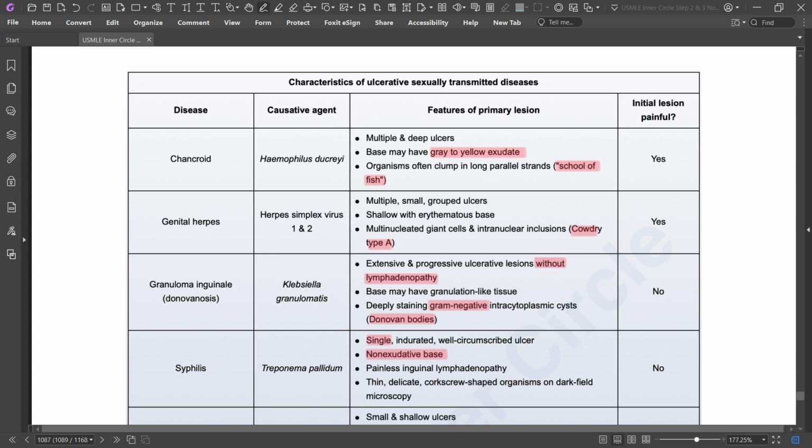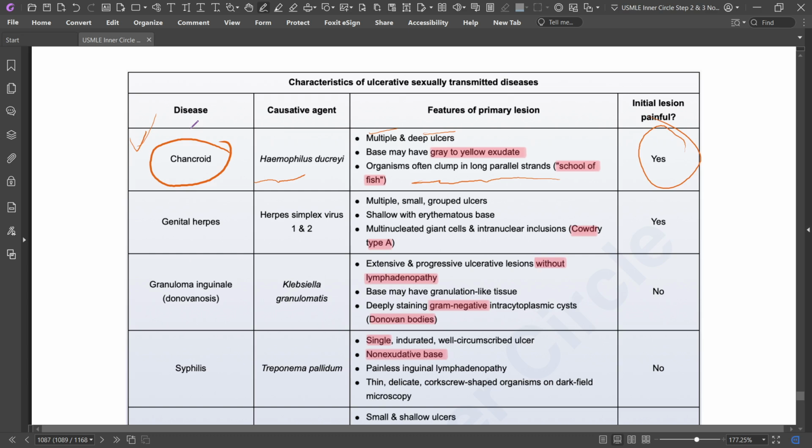Now, characteristics of ulcerative sexually transmitted diseases. Start with chancroid. Chancroid is caused by Haemophilus ducreyi. The initial lesion is painful. The primary lesion has multiple deep ulcers, and the base may be gray to yellow and exudative. The organism is often clumped in long parallel strands, like a school of fish.